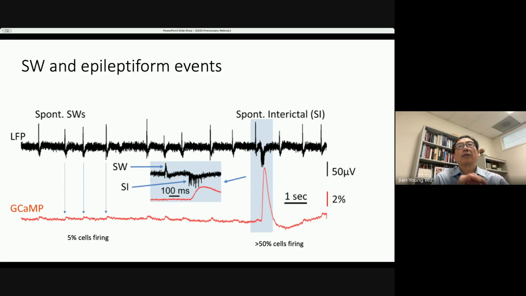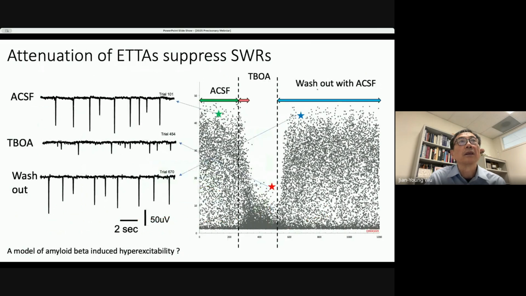This is because the sharp waves have only 5% of the parameters in sync with the field potential, and interictal spikes are much higher. Sometimes 40 to 50% of cells will fire in a short period and generate a huge calcium signal. So the third example will be attenuation of EAATs.